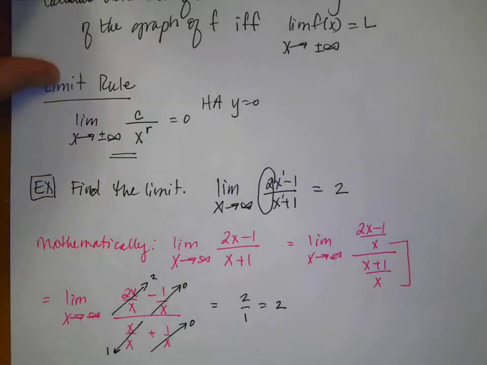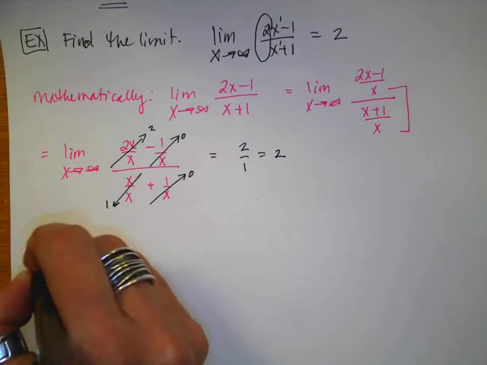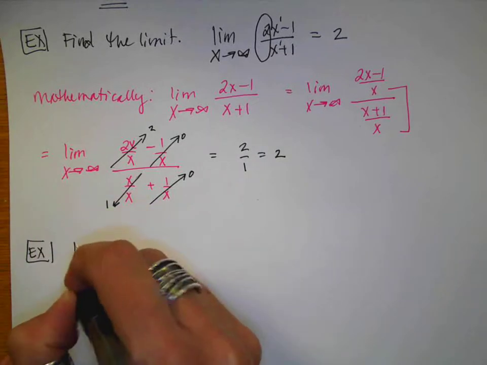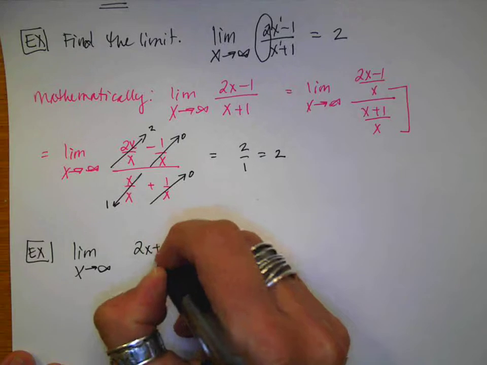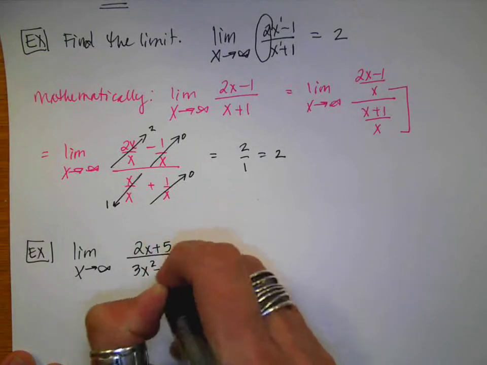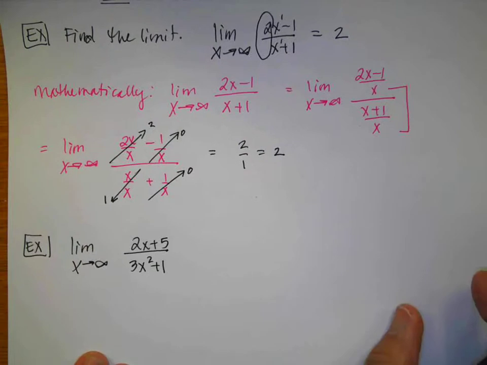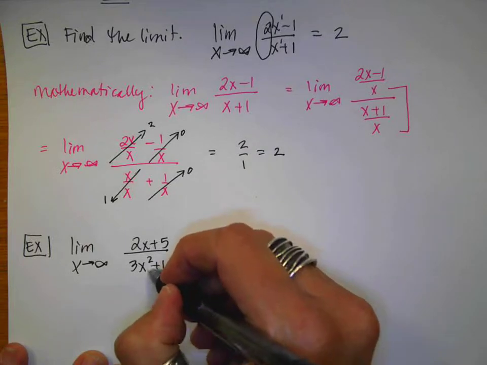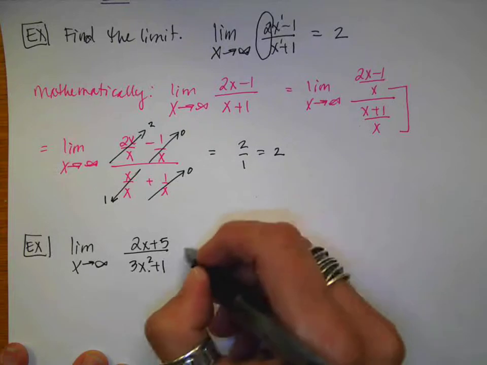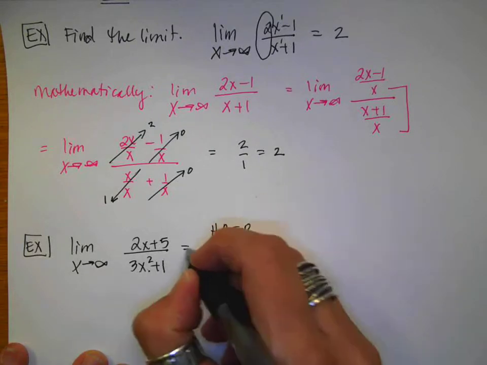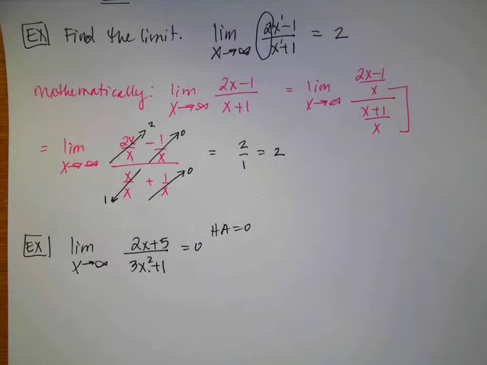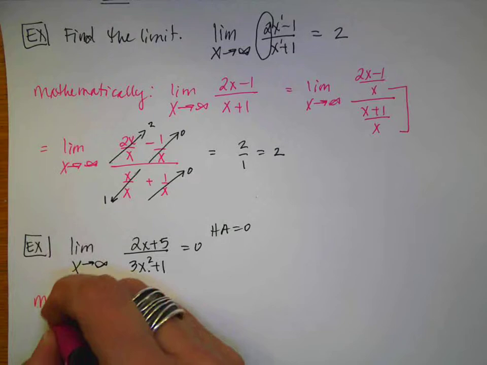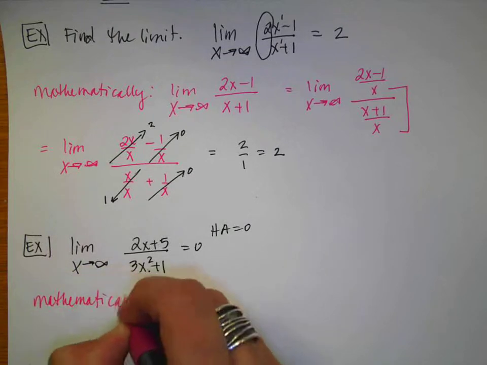All right, so let's just do a couple more examples, and again, I'm going to work on them both ways. So the next example, I want to do the limit as x approaches positive infinity of (2x plus 5) over (3x squared plus 1). And again, I'm going to do it from the horizontal asymptote standpoint, and then I'm going to do it mathematically. Okay? Alrighty. So if I look at this, I notice that the degree in the denominator is higher than the degree in the numerator. So the horizontal asymptote is 0. Therefore, the limit as x approaches positive infinity is 0. Ooh, that's easy.